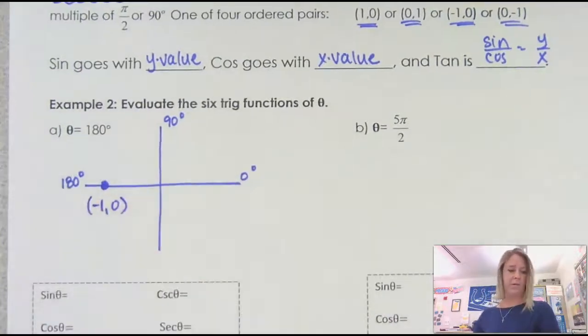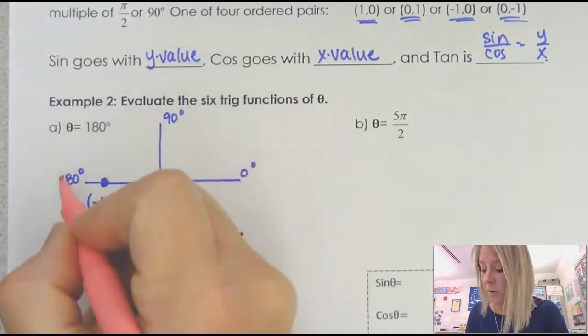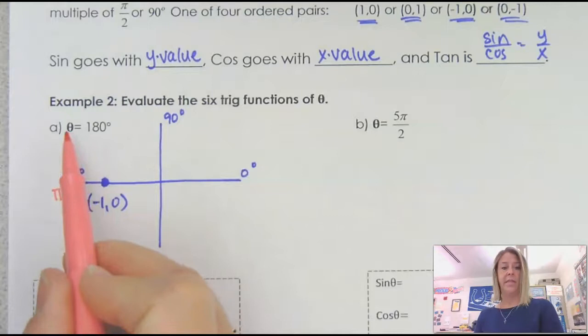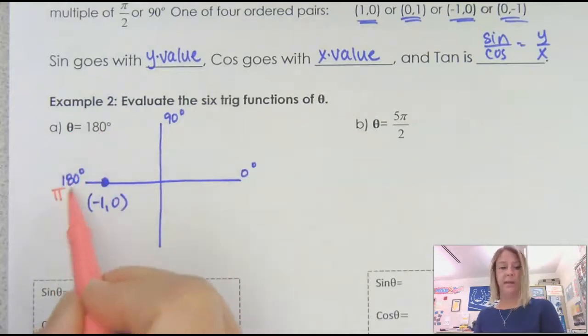I do want to point out too that 180 degrees is also pi. So this problem could have said that theta is pi. These mean the same thing.